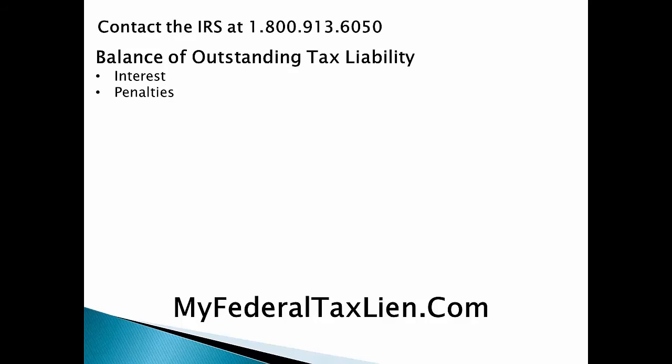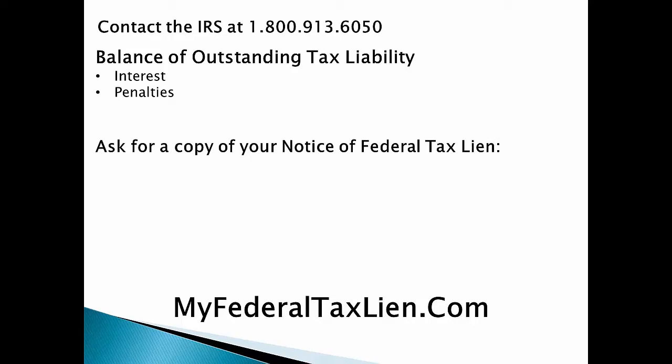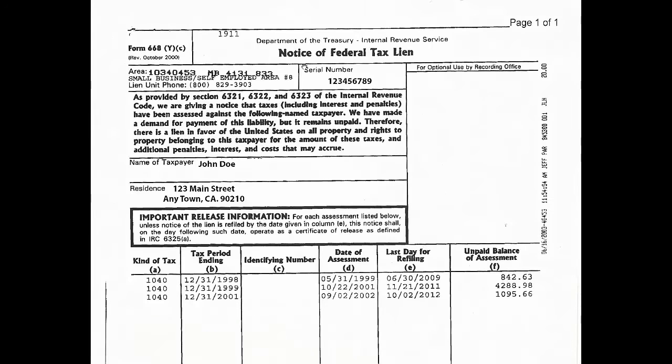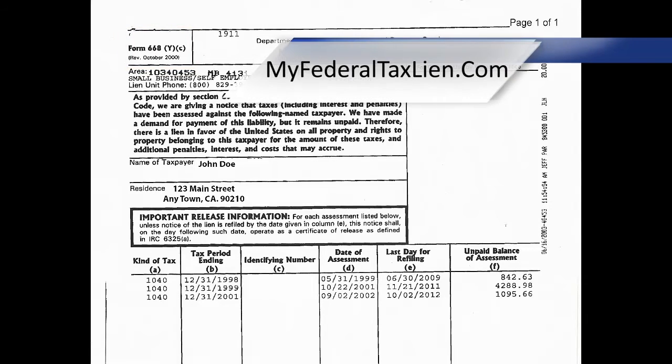Now you also need to ask for a copy of your notice of federal tax lien. That is the form that you see here. It's also called Form 668Y. You can also retrieve a copy of this form at your local courthouse in the Mortgage Records Department, or simply the Records Department, but ask around and someone can point you in the right direction.